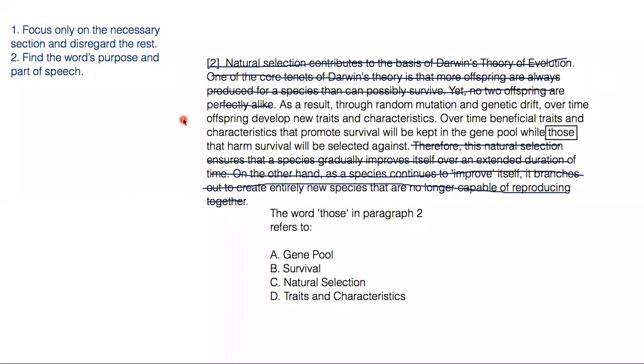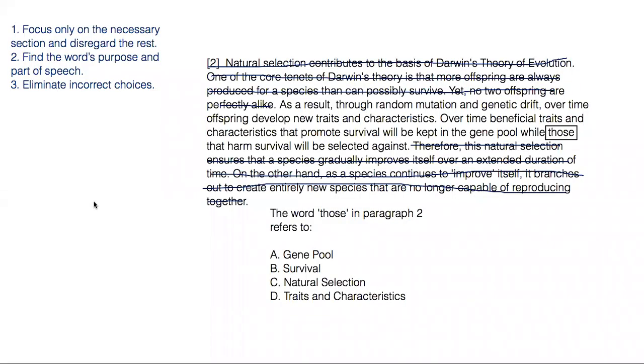Strategy number 2 says define the word's purpose and its part of speech. So we know that those is a pronoun. It's also important to note that it is a plural pronoun, so it's going to be referencing something that's plural, and it is acting here as a subject in the second clause of the sentence. So we've got that information down. Let's move on to strategy number 3.